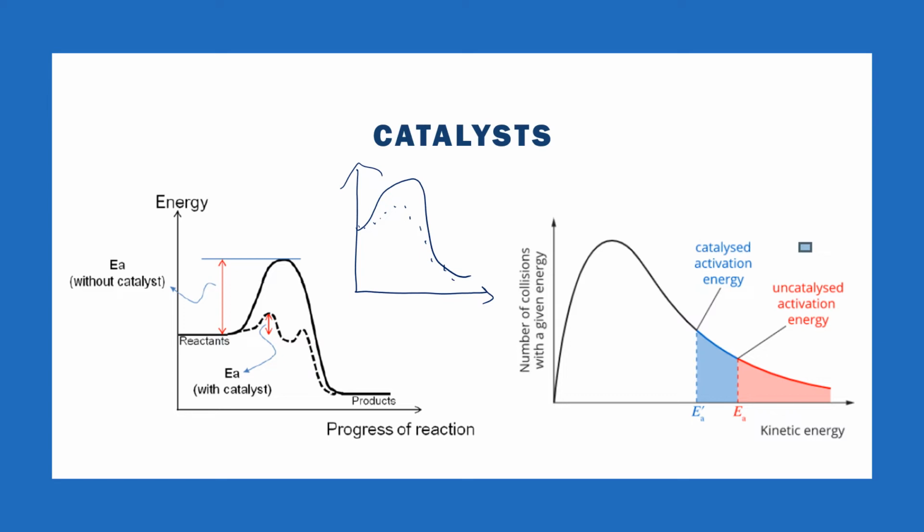Another way that it could do that is by changing the mechanism so that there might be more than one step. So in this diagram, you can see that it moves it to two steps, where each of them have a lower activation energy, which speeds up the reaction. So that would be an example of it changing the mechanism. You can change the mechanism and still have just one step and have a lower activation energy. That's fine too.